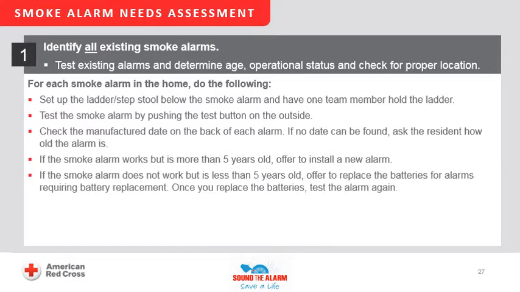If the smoke alarm does not work but is less than 5 years old, offer to replace the batteries for alarms requiring battery replacement. Once you replace the batteries, test the alarm again. If the alarm still does not work after replacing batteries, offer to install a new alarm and retain the new battery for use in another alarm.